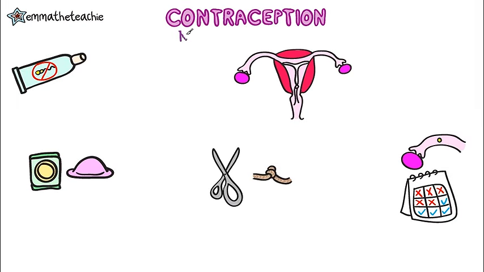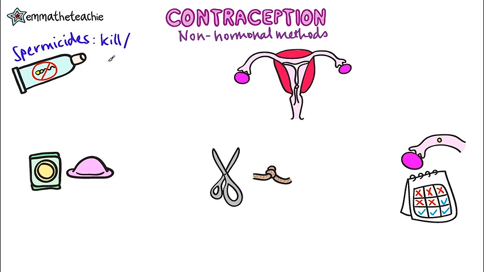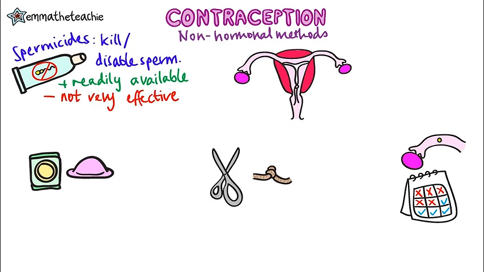Now we're going to look at the non-hormonal methods of contraception. First up, we've got spermicides. This is a chemical method that can kill or stop sperm from actually working. The benefit of these are that they're readily available. You can buy them from any pharmacy. But the disadvantage is they're not very effective and shouldn't be used on their own.